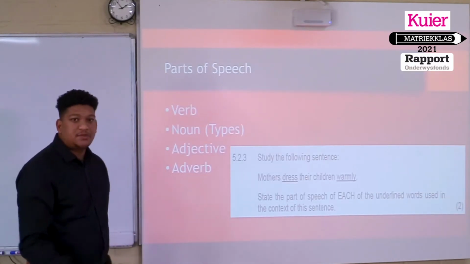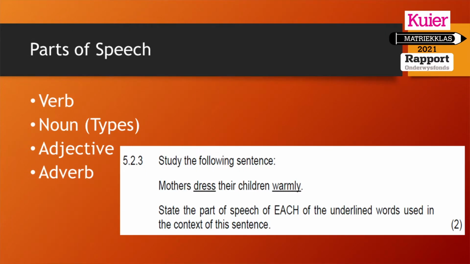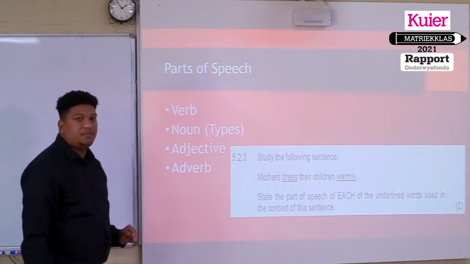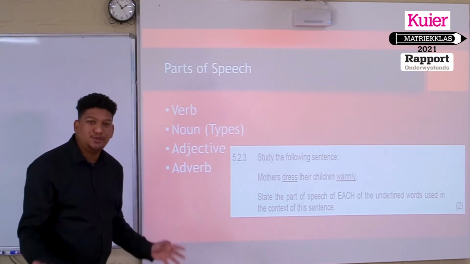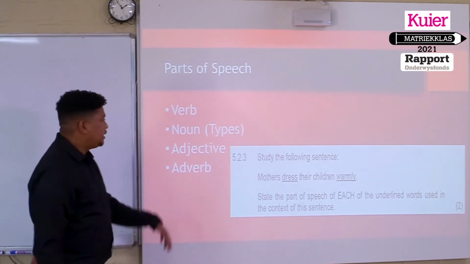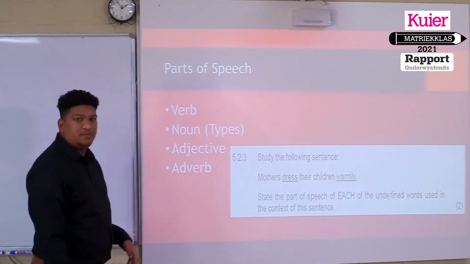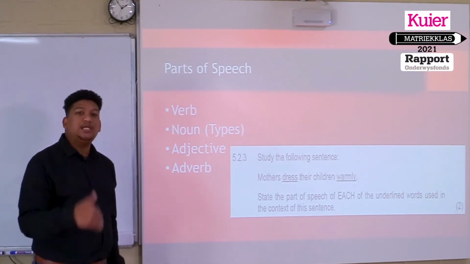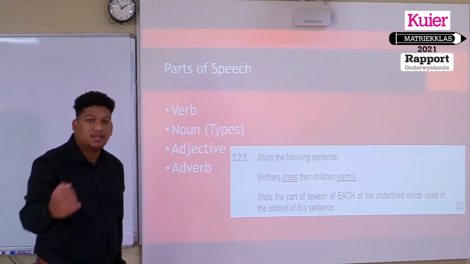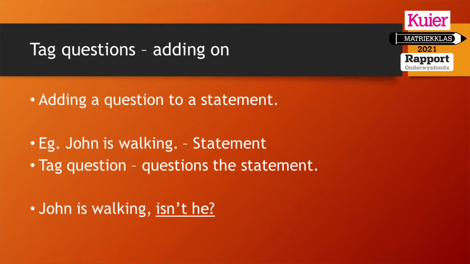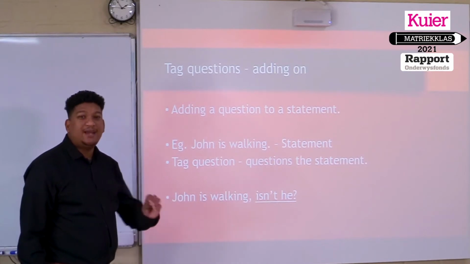Okay, we move on. There are questions on parts of speech. The verb, noun, adjective, adverb. I need to know that there are types of nouns. I need to understand what is an adjective, what is an adverb, and not confuse the two. Right? You need to understand exactly what the parts of speech are. And obviously there are more. There's the preposition as well. You need to understand what the parts of speech are. So practice. Then tag question. In the previous lesson I've discussed the tag question. This is it adding on.